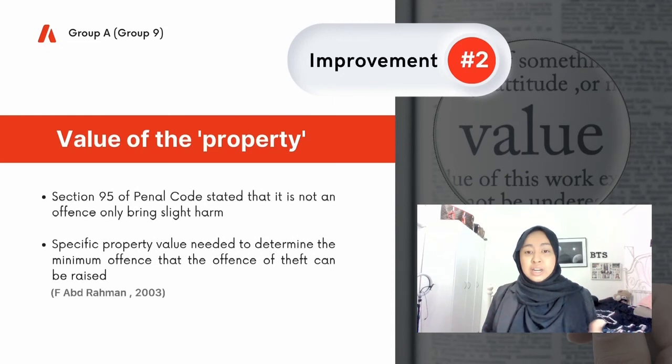Theft law in Malaysia can also be improved by detailing more on the value of the property under the Penal Code. Section 378 of the Penal Code does not provide details on the property values that can raise the offence of theft. Considering the property without taking the value into account is inconsistent with Section 95 of the Penal Code, which states that it is not an offence if the act brings slight harm. Therefore, there is a need to have a specific property value in the Malaysian Penal Code to know the minimum value where the offence can be raised.